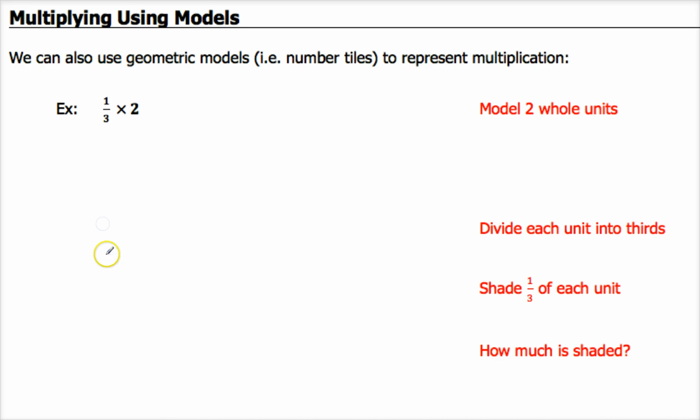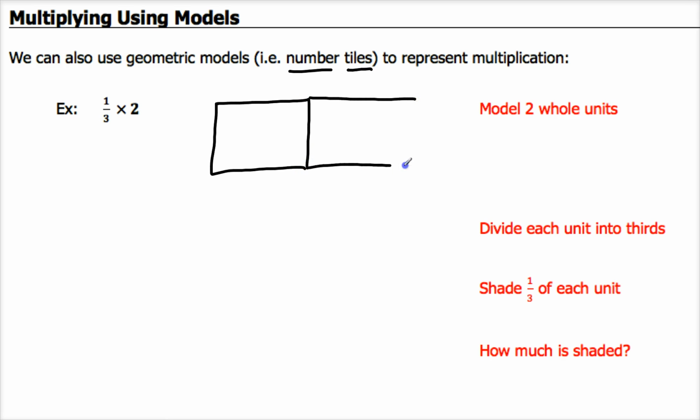The next way we're going to look at is by multiplying using what we call geometric models, or sometimes we refer to these as number tiles. And so we're going to use that now in the next few examples to represent this fraction times a whole number multiplication. So if I had the problem 1/3 times 2, I'm going to start off by looking at my whole number 2, and I'm going to draw 2 whole units using what I call number tiles, and that just means I'm going to draw 2 squares to represent my 2 wholes. So there's one whole, and there's a second whole, okay, to represent this number 2.